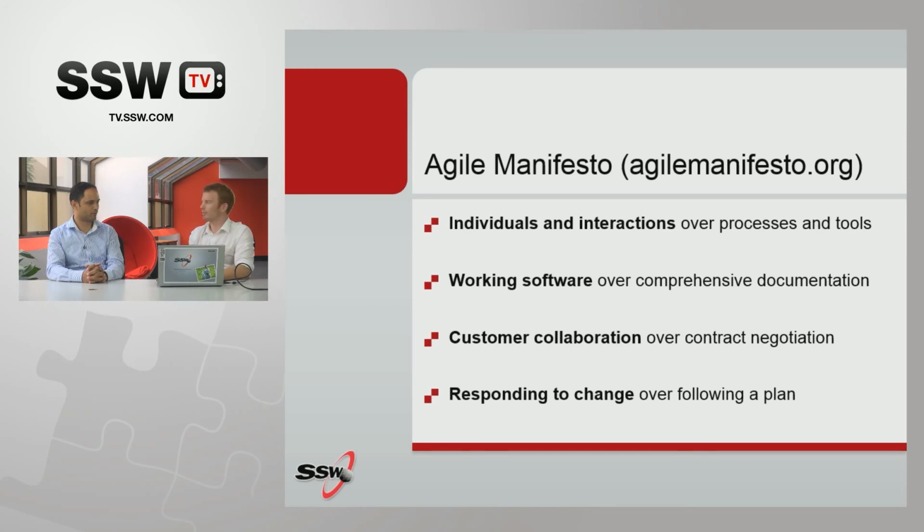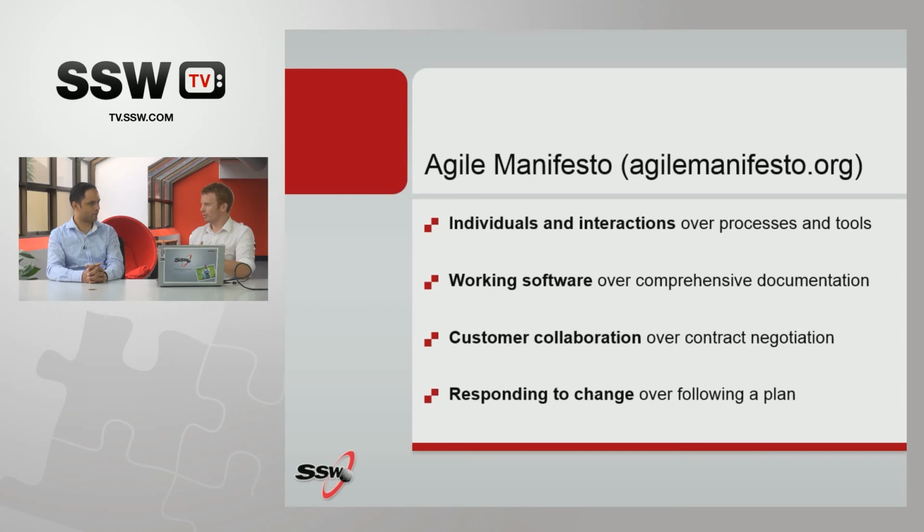And basically what they do is they favour the things on the left over the things on the right. They think in order to build better quality software, if you focus on the things on the left-hand side of the page over the things on the right, then you will build better quality software. They're not saying the things on the right aren't important or aren't valid, but they favour the things on the left. So an example you can see here is they favour customer collaboration over contract negotiation.